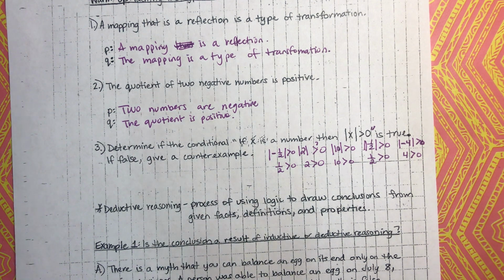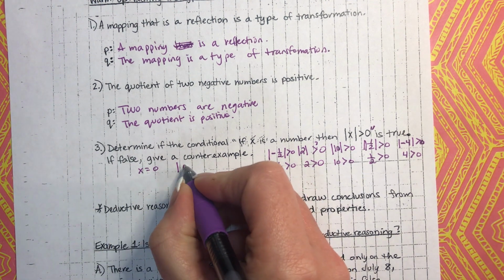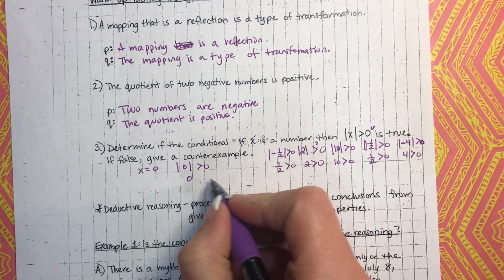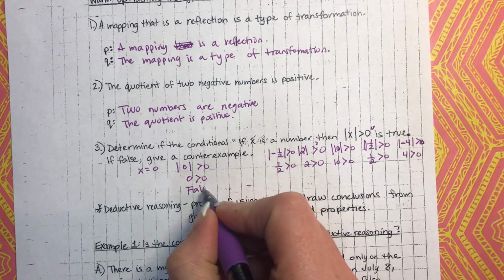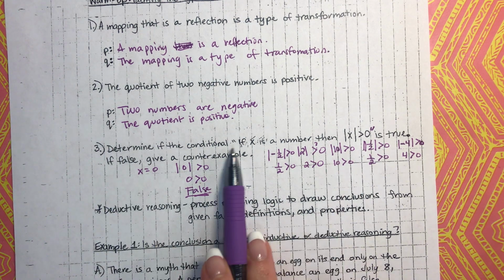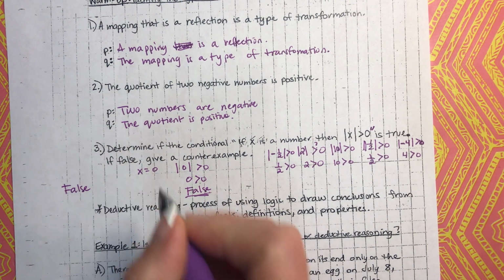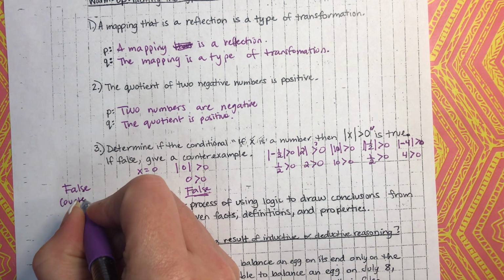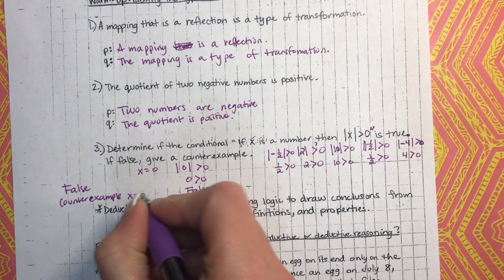Well, what if x is equal to 0? Okay, if x was equal to 0, then we'd have the absolute value of 0, and the absolute value of 0 would just be 0. And is 0 greater than 0? No, that is false. So that is our counterexample. So this is not a true conditional. This is a false conditional, and the counterexample would be x equaling 0.